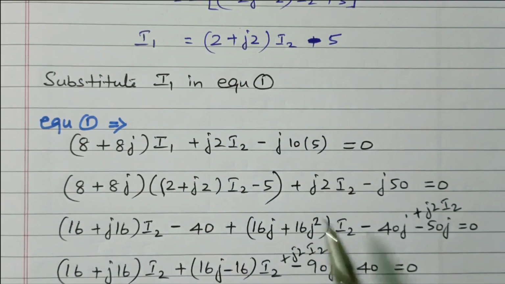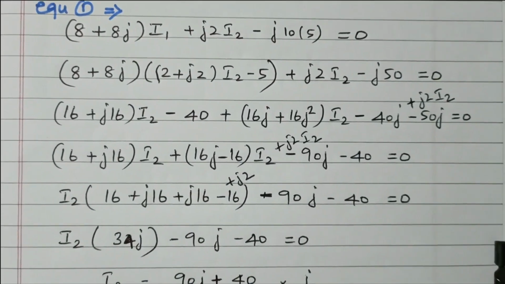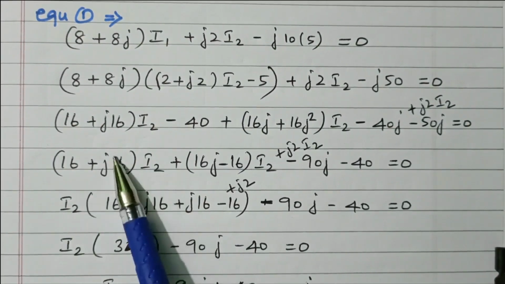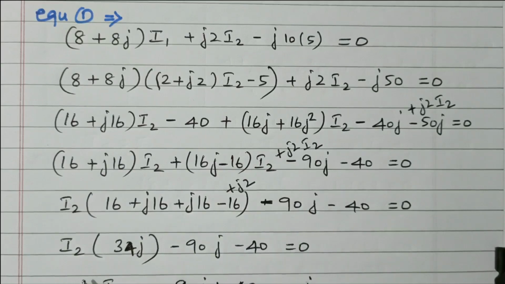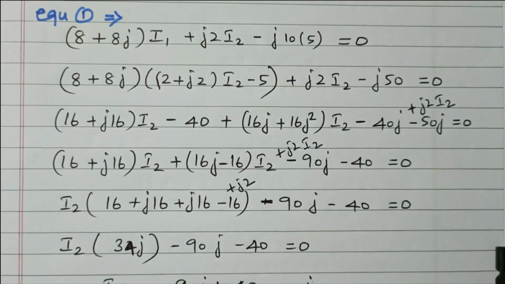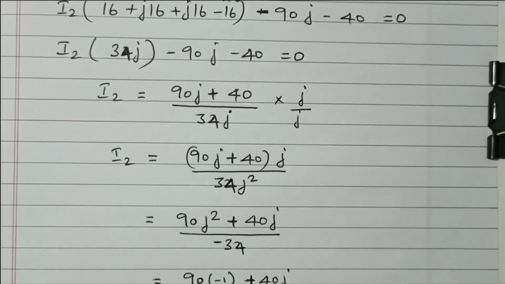So for that we can go for further simplification. We need to multiply inside step by step and simplify. Finally what we got: I2 into (34J minus 90J minus 40) equal to 0. We got the simplified form.